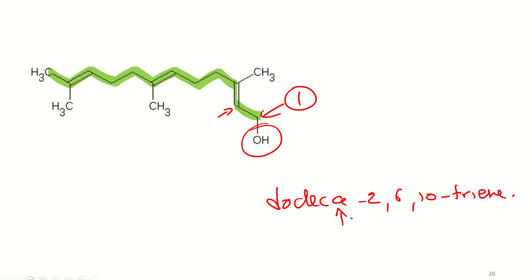Okay, so I'm going to have to change this a little bit. So it's a triene 1-ol. You'll notice I dropped the E from here, guys. That's because I have an O here, so I can't have vowel to vowel. So the E goes. So that's a dodeca, 2, 6, 10 triene 1-ol. Wow, I hope you don't get that one.